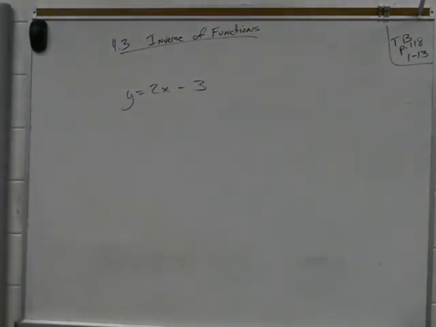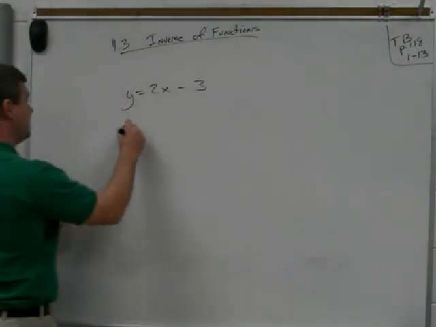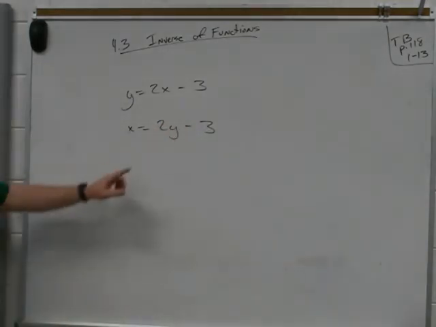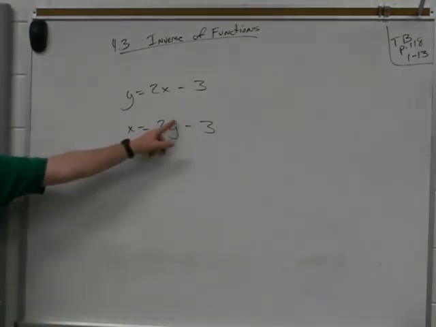y equals 2x minus 3. What's your first step? Swap the x and y. So you put an x here, and you put a y there. Okay, piece of cake. You can put y prime there. You can go ahead and start putting that little -1 up there.